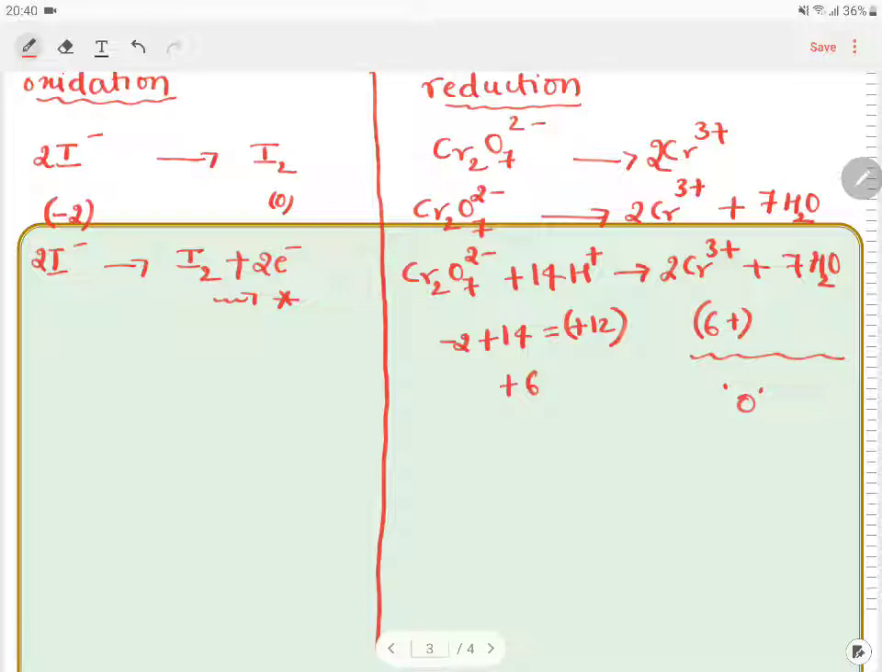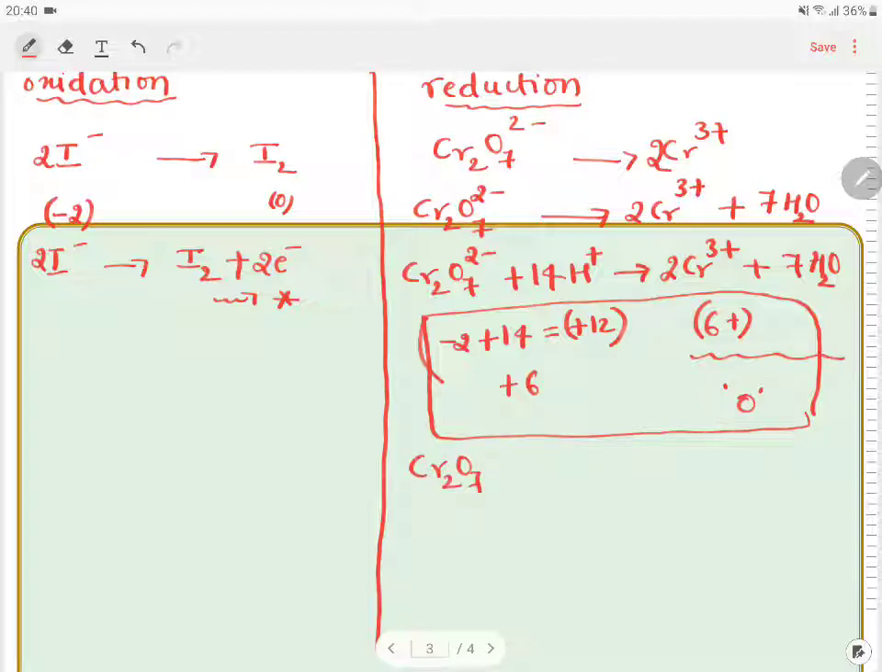To make it 0, what I should do is add electrons, because to get 0 for the plus 6 I need to add minus 6. Therefore, I am going to add electrons. This is for your reference, no need to write it. Therefore, we get Cr2O7 2 minus plus 14H+ plus 6 electrons giving rise to 2Cr3+ plus 7H2O. To get 0, I have just added minus 6 on the reactant side.